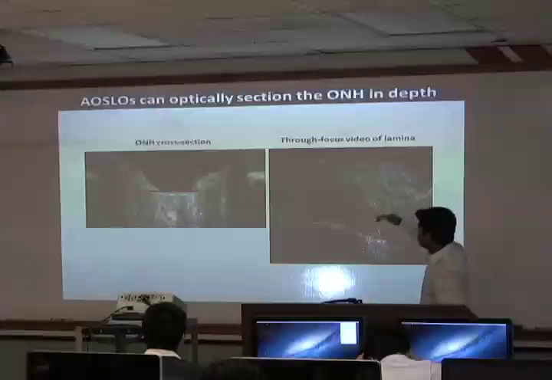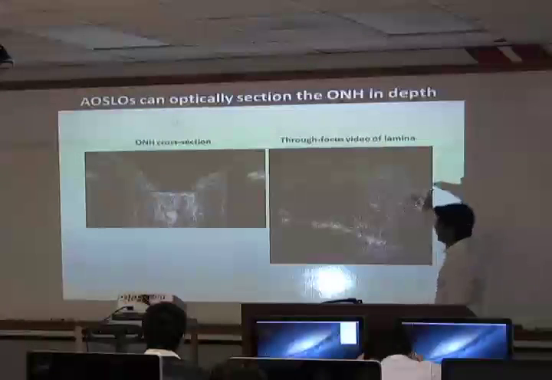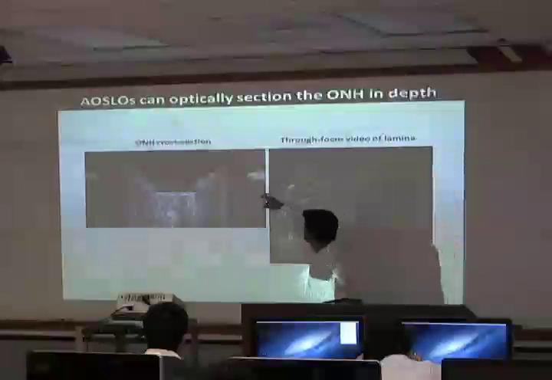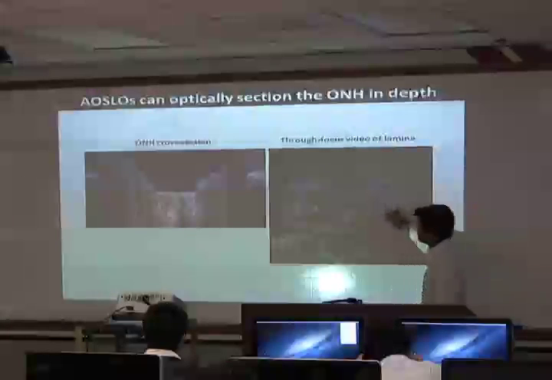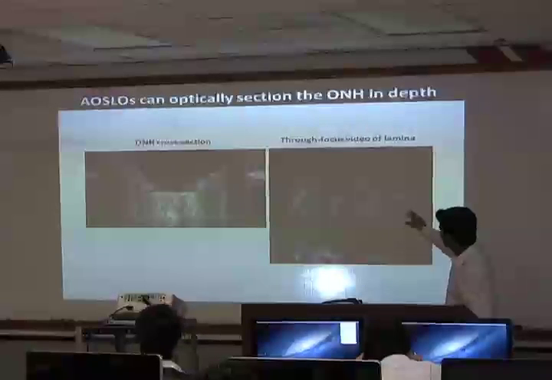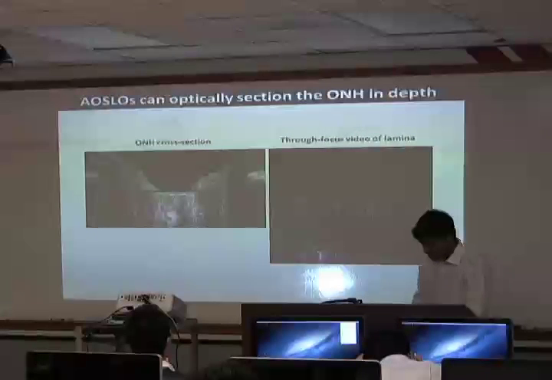Here I am scanning at different depths, starting at the most anterior surface and going deeper and deeper into the optic nerve head. This red line should also move. I'm sorry, it is not moving in this video. And at this focus, you can see the pores are in better focus.